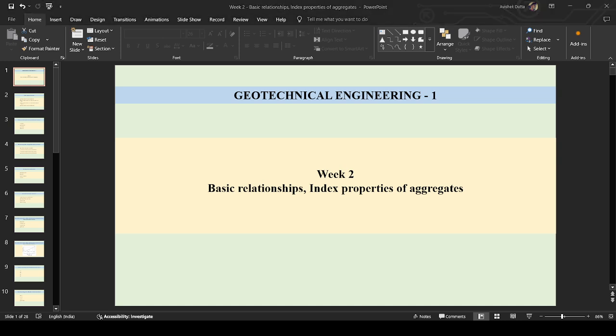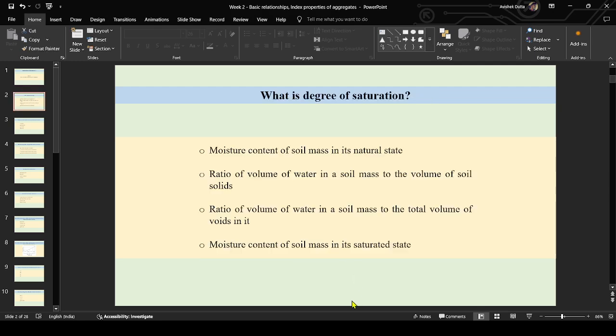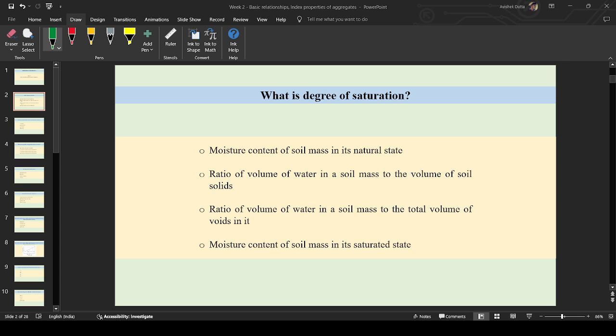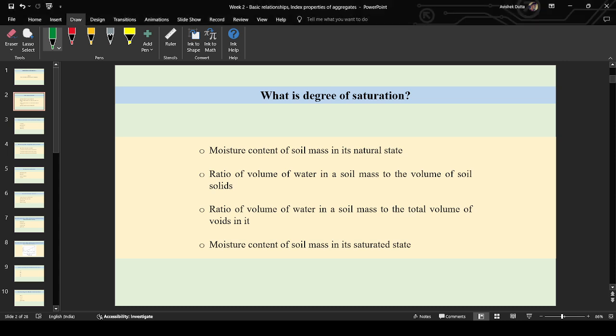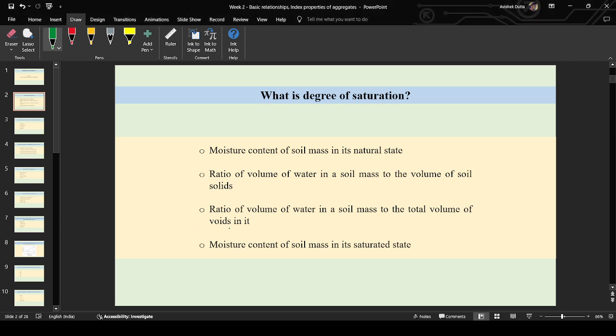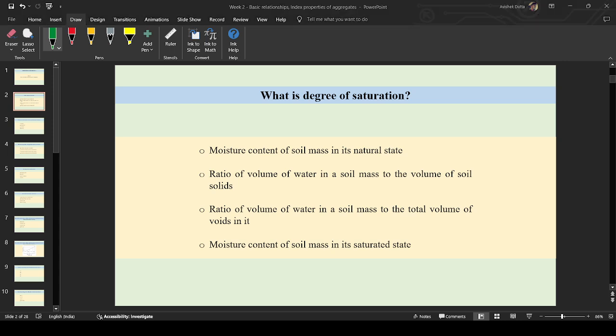So the first question was, what is degree of saturation? Any answer? Has anyone got the third one as the answer? Third one: ratio of volume of water in a soil mass to the total volume of voids in it. Yes.